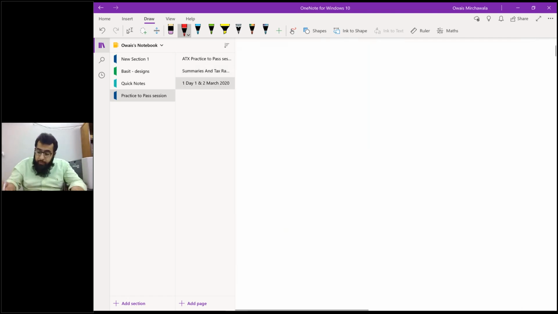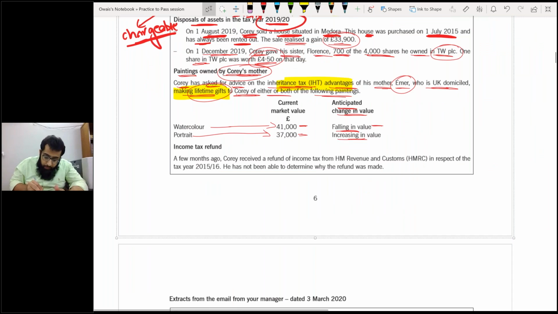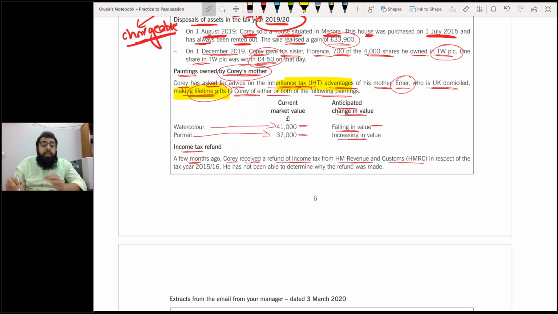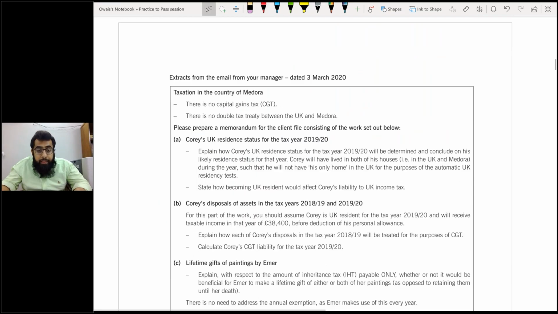Coming back to the question. Income tax refund. A few months ago, Corey received a refund of income tax from HM Revenue and Customs in respect of the tax year 2015-16. He has not been able to determine why this refund was made. This is a small part relating to ethics.